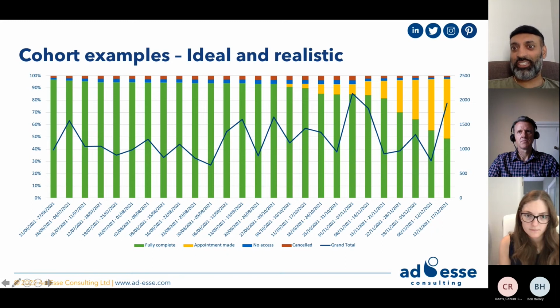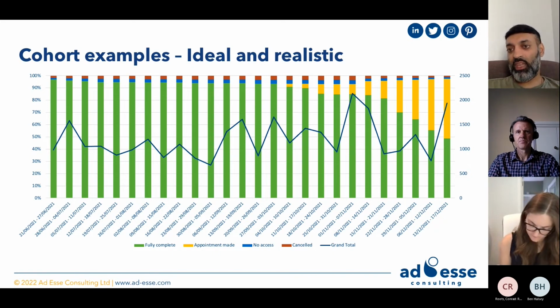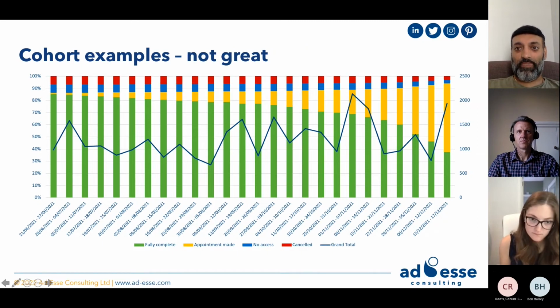This is a pretty good situation where we've got everything that was raised the previous week. Near half of them have been completed. Half of them have appointments made. There are some that we haven't been able to access, and administratively, there's probably been a few that we've had to cancel. Okay, that's not too bad. But if we look at this chart, okay, not so great. This is showing that we've got jobs that are 10, 15 weeks old that still haven't been completed.